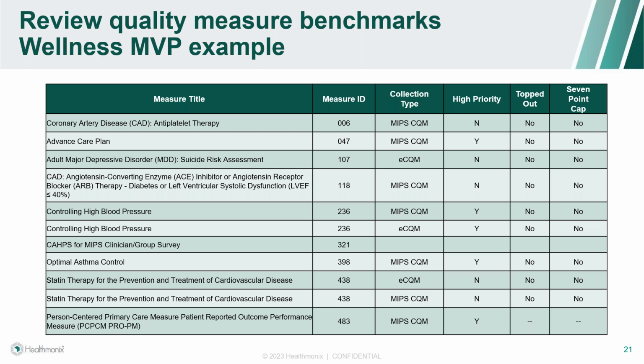So this is an example of one of the MVPs. Other MVPs here have claims-based measures in them. Some of them have QCDR measures in them, which are specialty specific, non-CMS measures that are incorporated in this. But this is an example of one of the MVPs, with all of the measures that are associated.